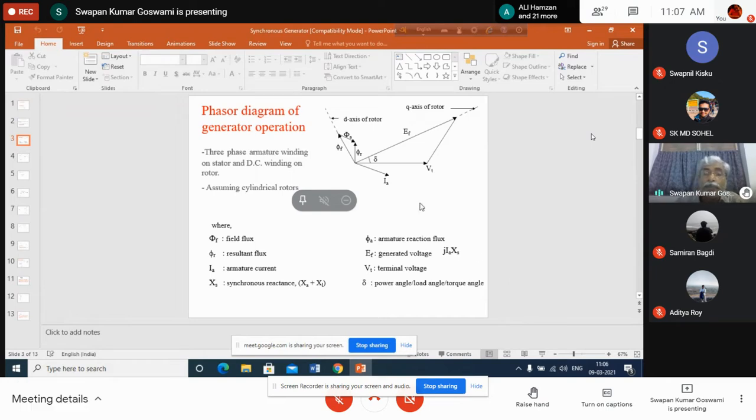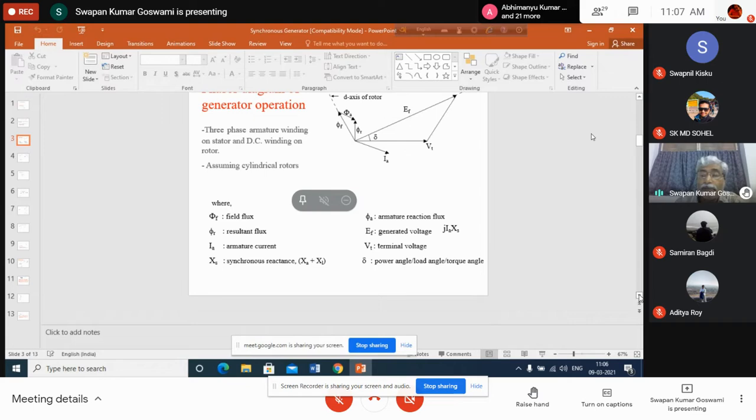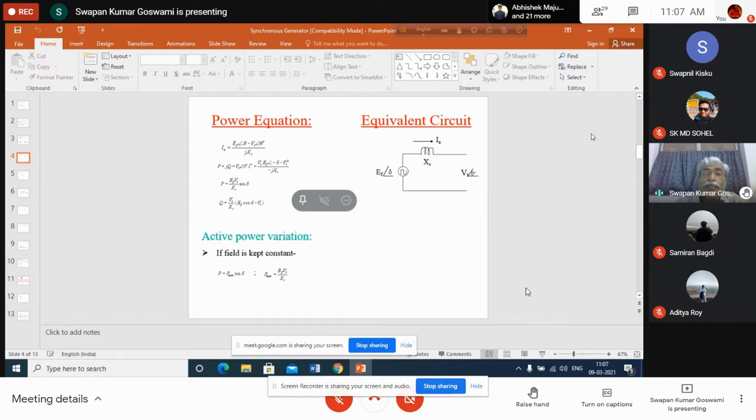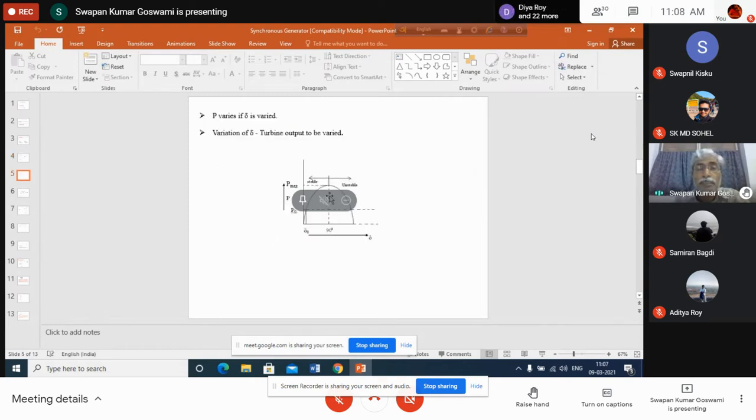Then we have mentioned different types of synchronous generators, then discussed the phasor diagram of the cylindrical rotor type, because cylindrical rotor machine analysis is a bit simpler. Our intention was to start with simple things. Later on we shall be moving towards more complex things. Then from the phasor diagram of the synchronous generator, we have moved to develop the equivalent circuit. After developing the equivalent circuit, we have derived the power equation, and how to vary the active and reactive power.